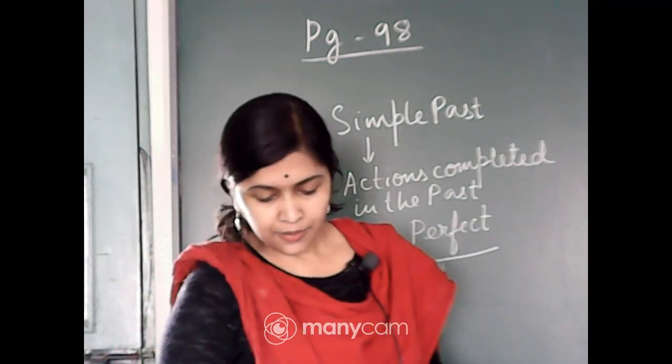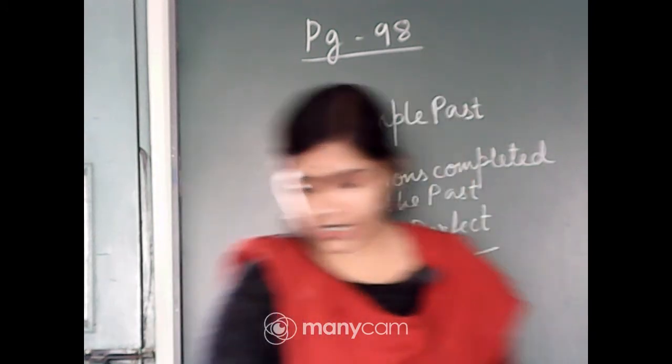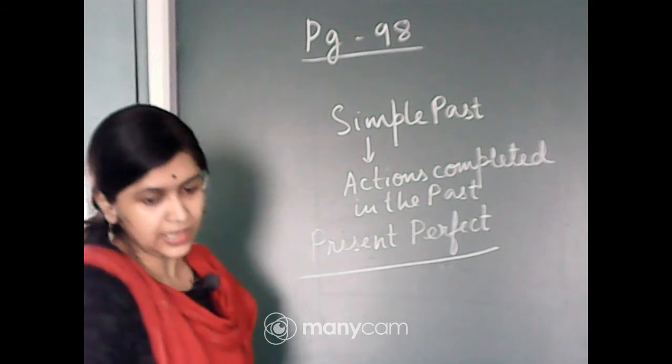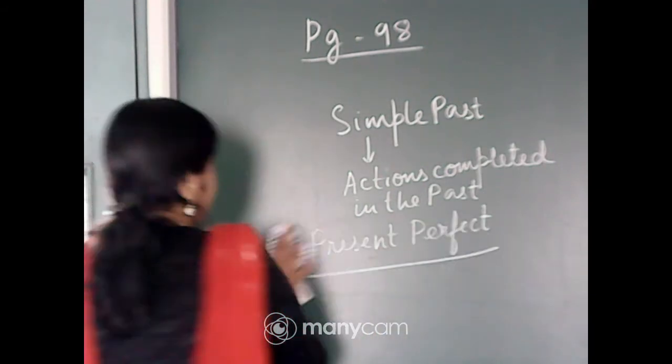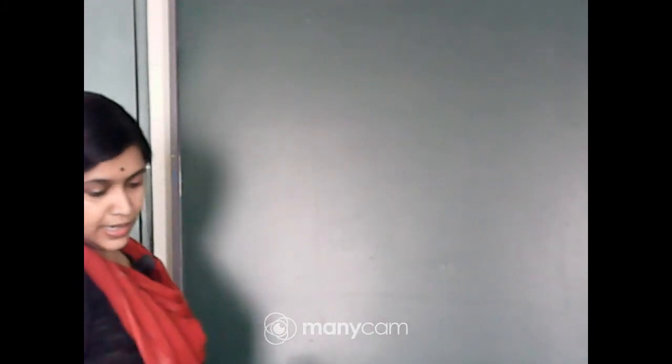Now, come to exercise number E. Fill in the blanks with simple past tense or present perfect tense of the verbs given in brackets. Page number 99, exercise number E.